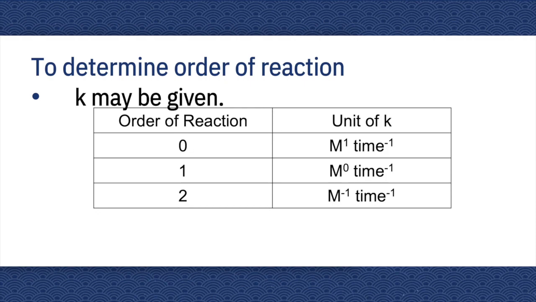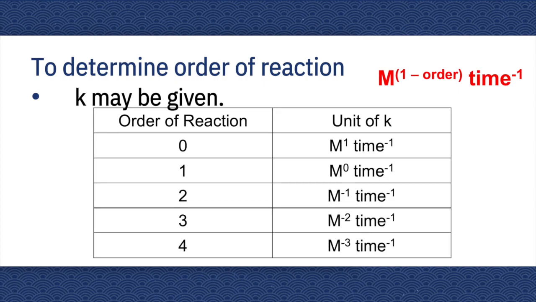Time raised to negative 1 remains constant in all equations, but it is the unit of molarity that changes. For succeeding orders of reaction, since third and fourth orders are still possible but quite rare, the following structure can be followed: M raised to 1 minus order times time raised to negative 1, giving the k of a third order the unit M raised to negative 2 times time raised to negative 1, and the k of a fourth order the unit of M raised to negative 3 times time raised to negative 1.